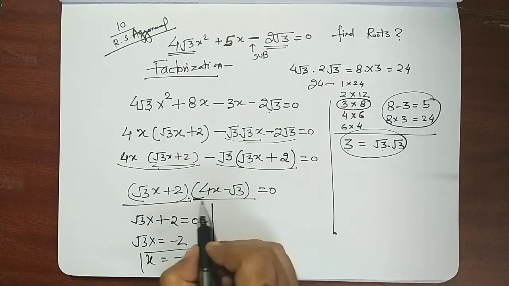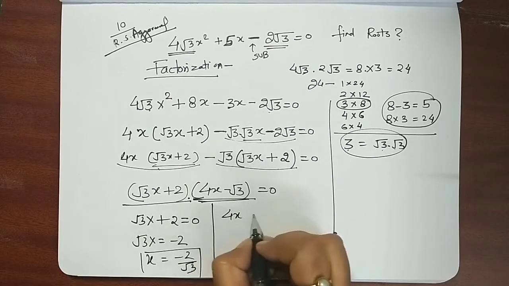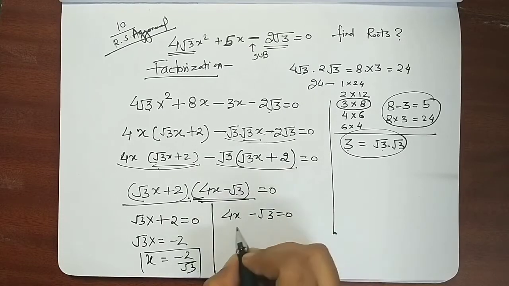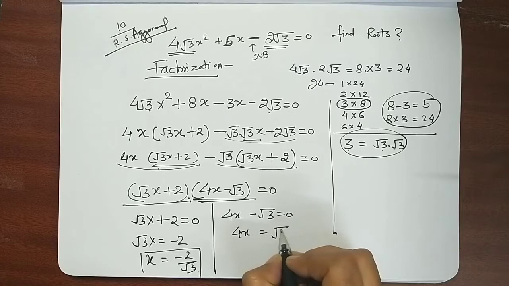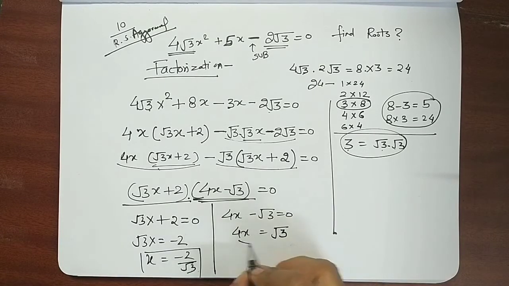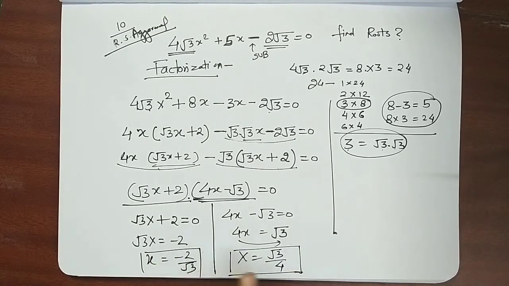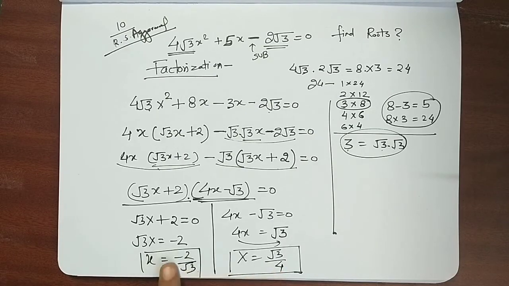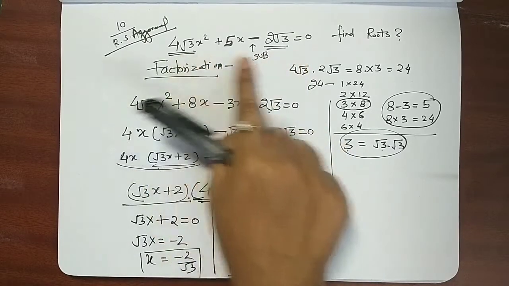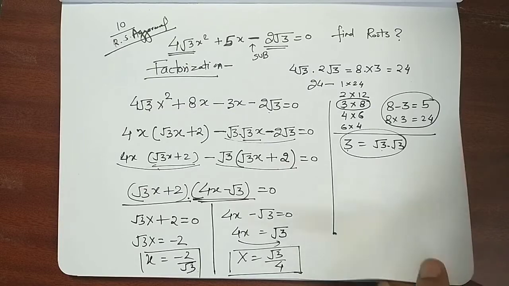Now second is this root. So I will make it 0. So 4x is root 3, 4 will go down, so x will be root 3 by 4. This is my second solution. So these two are the roots of the equation, or we can say these are the solutions of this equation. I hope you got it.